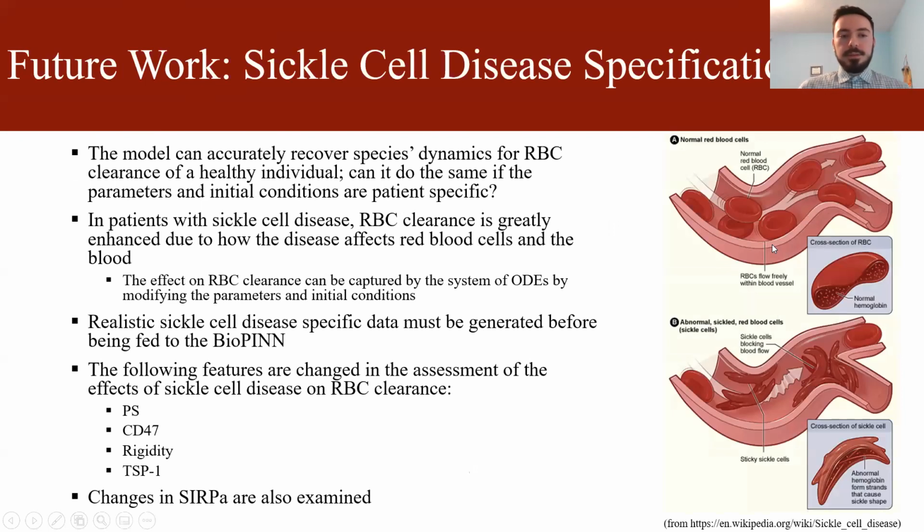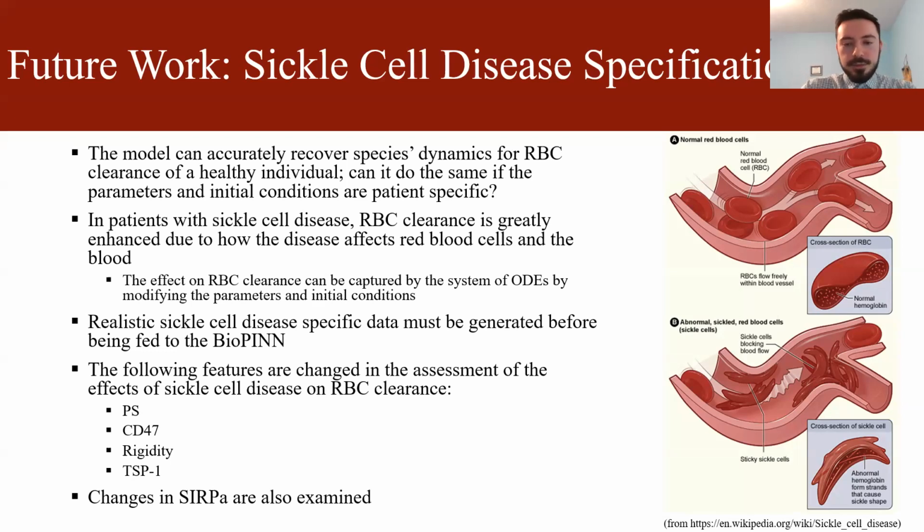And now I'm going to talk a bit about the future work involving this model. So currently this model can accurately recover species dynamics for red blood cell clearance of a healthy individual. And we want to see if it can do the same if the parameters in the initial conditions are patient specific, like in the case of someone with sickle cell disease.